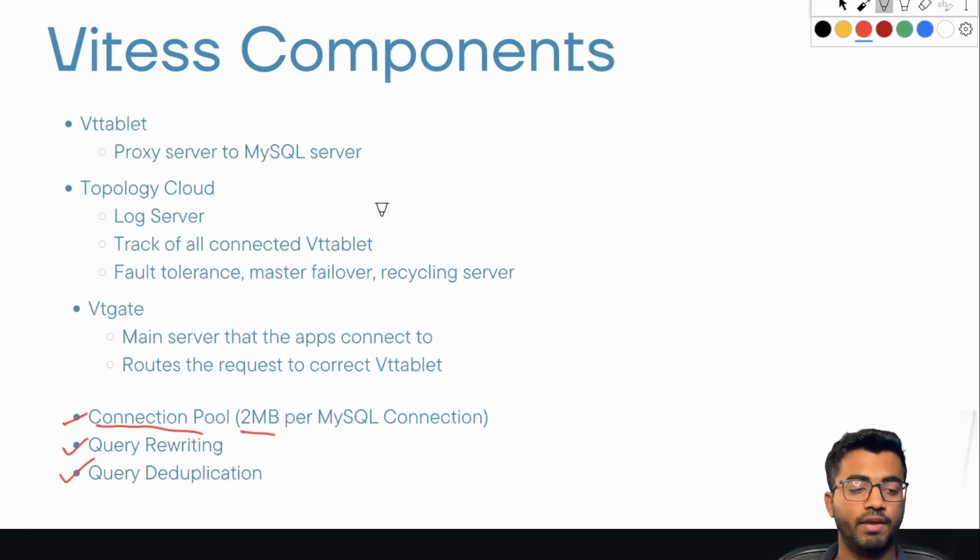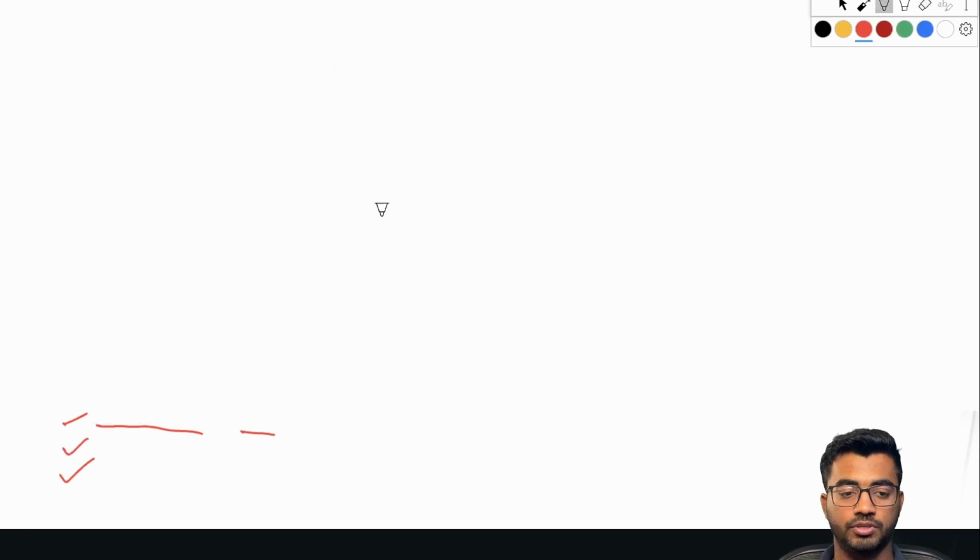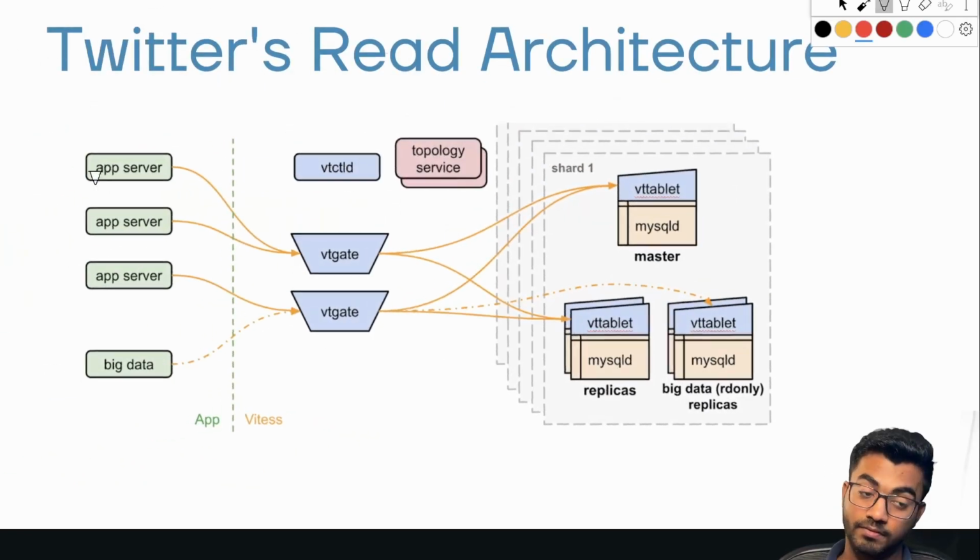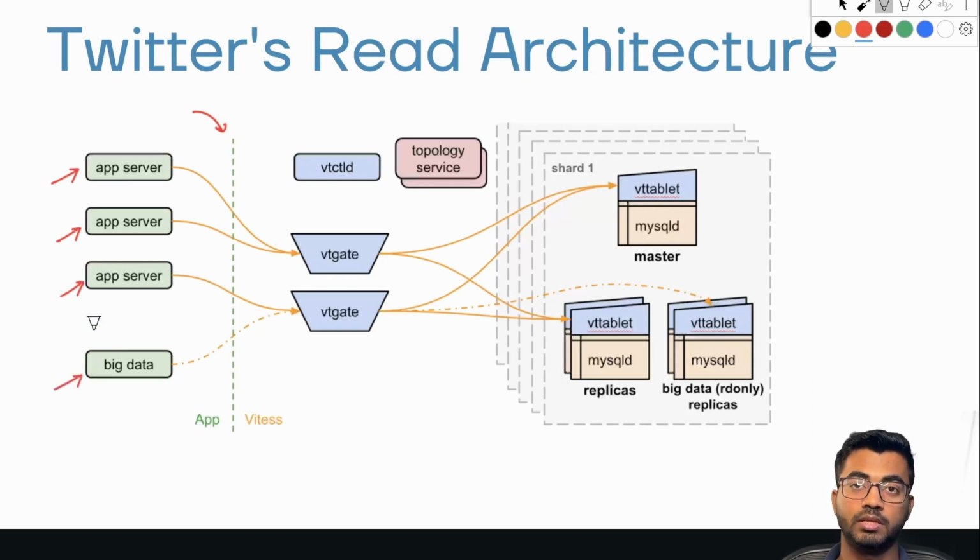Okay, now that we have talked about the Vitess components, let's see how Twitter has integrated Vitess in their architecture. On the left of this line is the architecture for the app, and on the right is the Vitess architecture that is inscribed into the read architecture that they have. These are the app servers, which are making read requests to the user database. And there's this big data machine that needs to perform some analysis on the user's database.